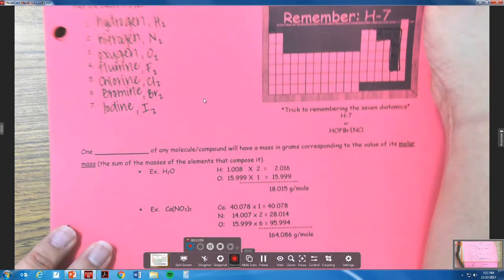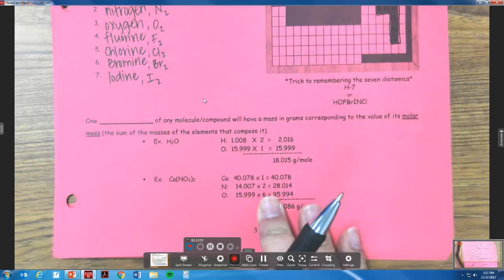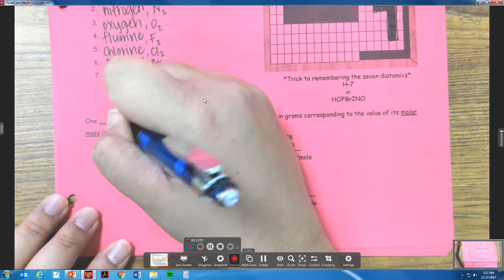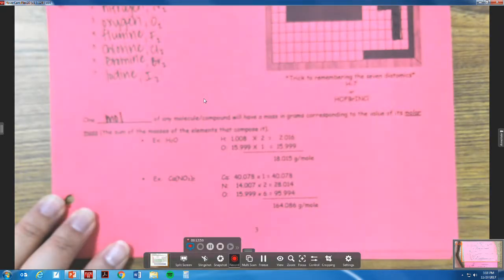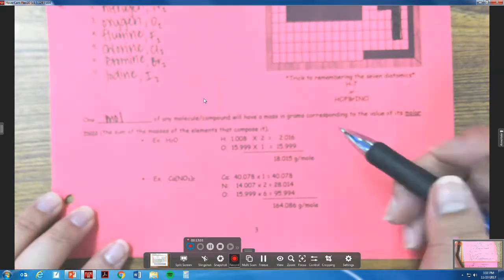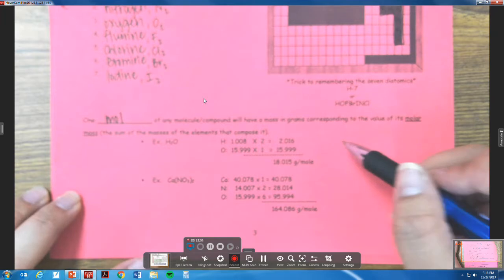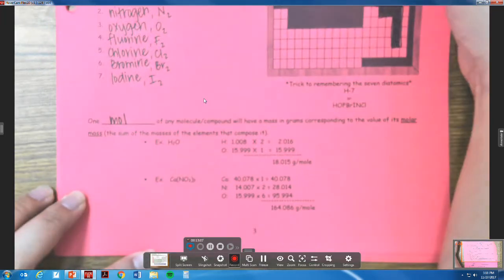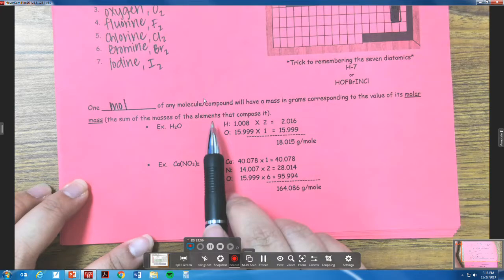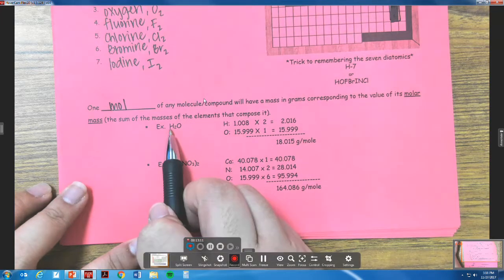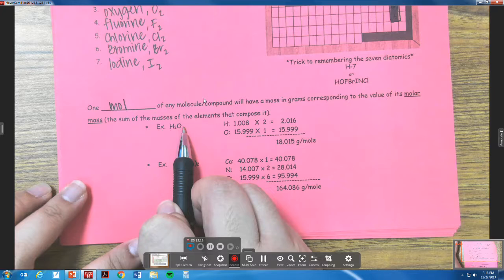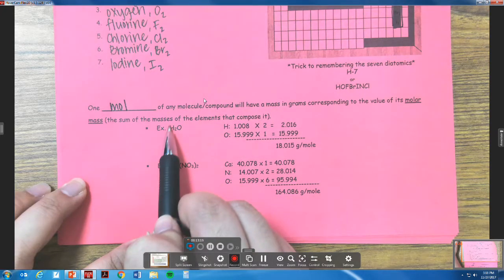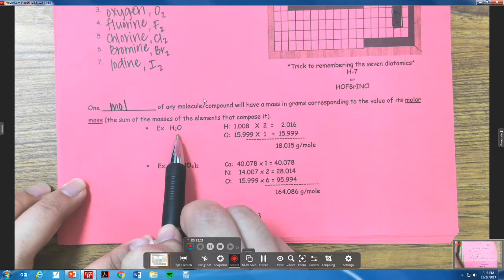Okay, so moving forward, 1 mole of any molecule or compound will have a mass in grams corresponding to the value of its molar mass. So it's the sum of the masses of the elements that compose it. So if I have H2O, your question is, how much does this weigh? What is the mass of H2O?